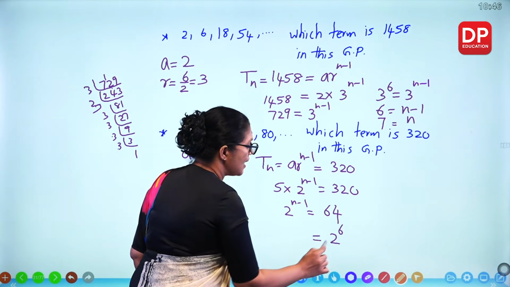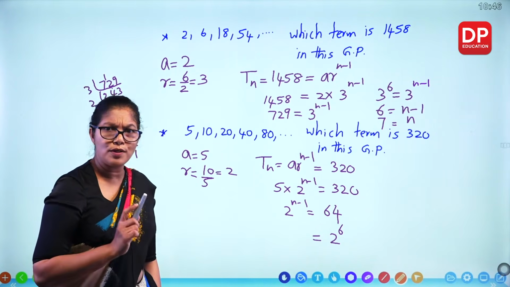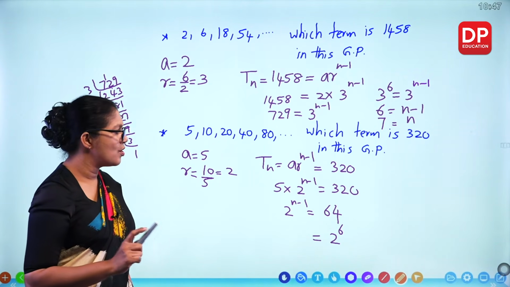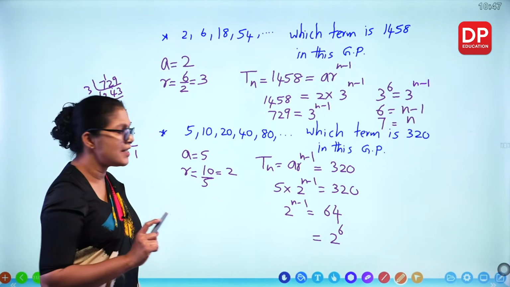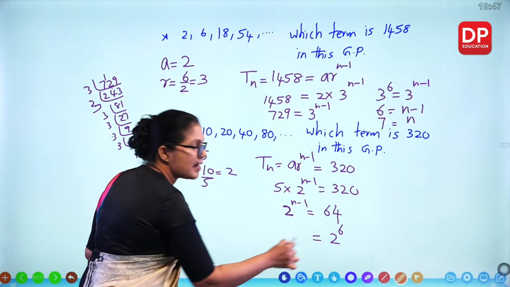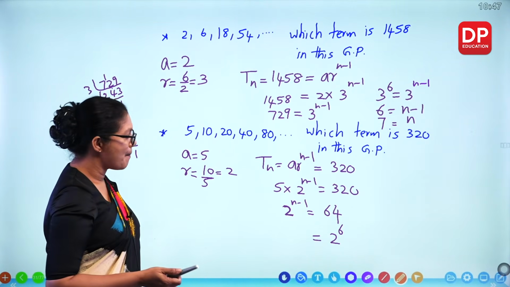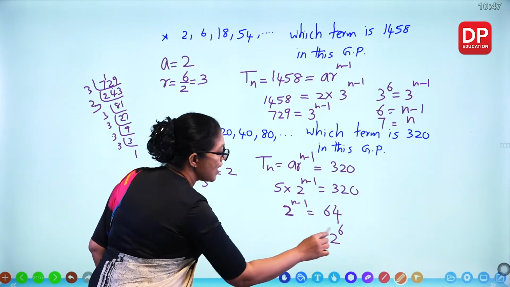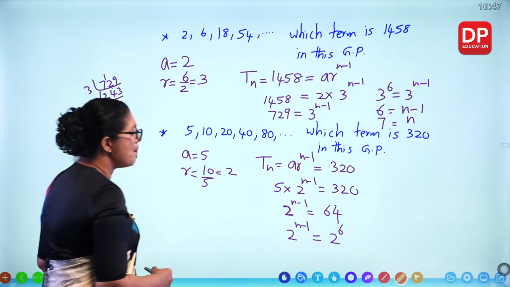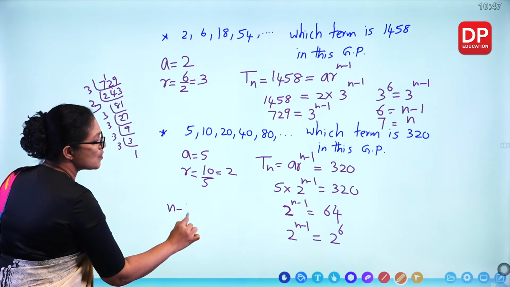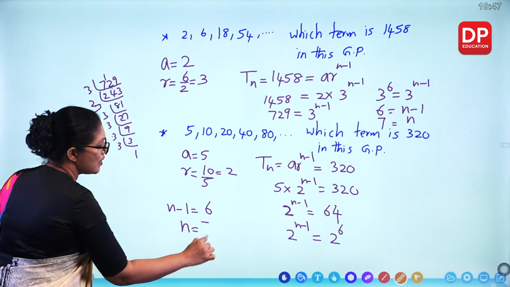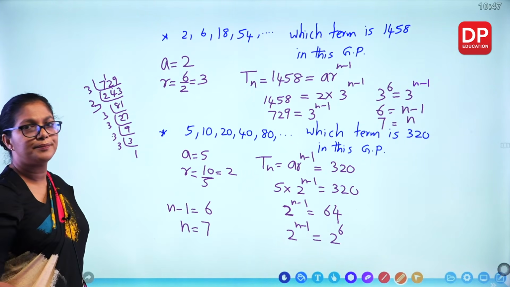Here can we write minus 2? Now the power is even. Do you think that you can write minus 2? Here you can't write minus 2 because this base is plus 2. You can't write minus 2, then you can't compare. So we can write 2 to the power 6 is 2 to the power n minus 1. Same bases, n minus 1 is equal to 6. So what is n? 6 plus 1, you get 7.